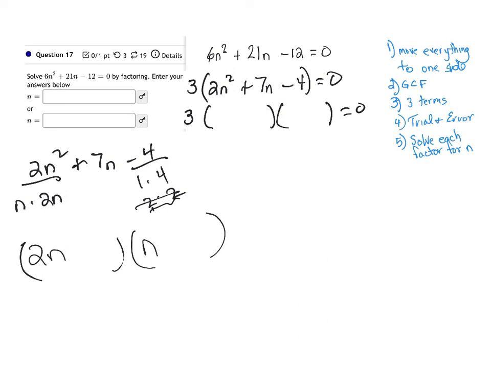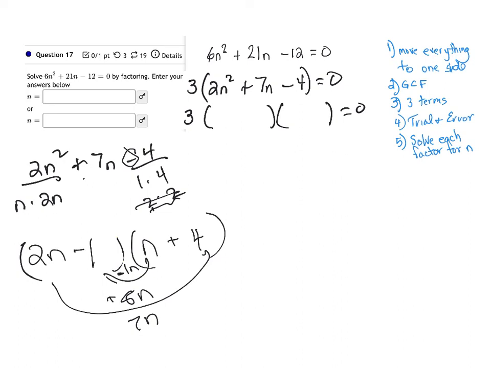And notice I haven't really done any math yet. The 1 here and the 4 here. I know my signs have to be different. I check my outside and my inside because I want to get it to positive 7n. So this would be outside. 2n times 4 is 8n. Inside, 1 times n is 1n. I'm going to subtract those and get a positive 7n. Well, to do that, this has to be negative and this has to be positive. So that means this has to be a positive and this has to be a negative to multiply back to 2n squared plus 7n minus 4.